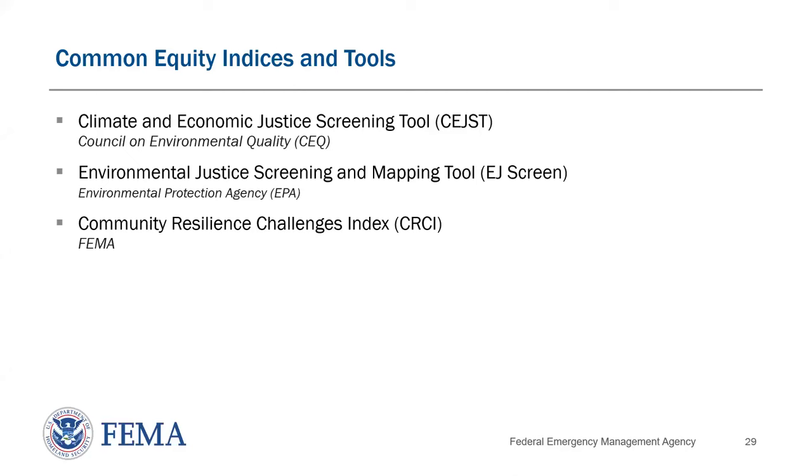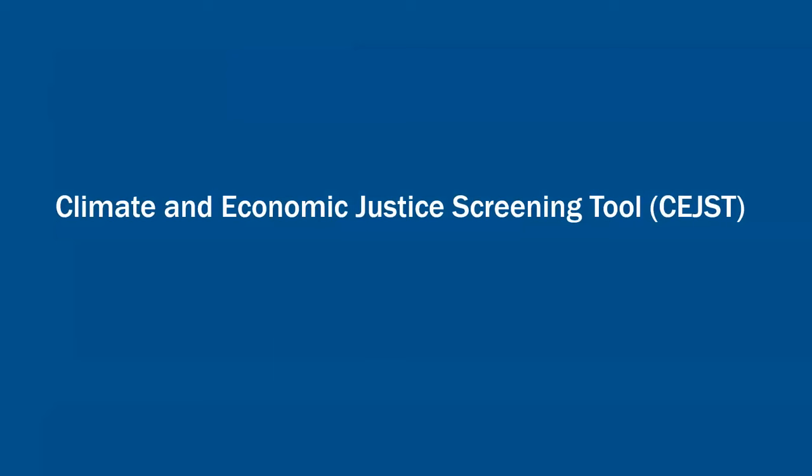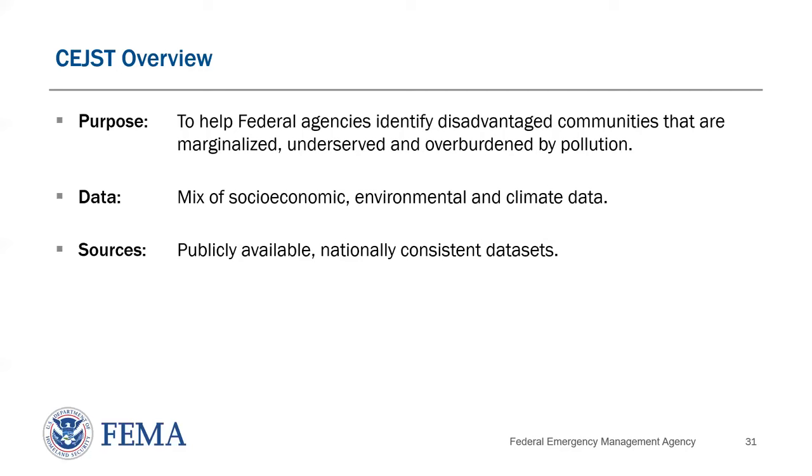And some of these indices and tools are more environmental justice focused, while others are more so focused on social vulnerability. So I'm going to cover the Climate and Economic Justice Screening Tool, or CJEST, first. So what is CJEST? In January 2021, President Biden issued an executive order, 14008. It's also known as the Justice40 Executive Order. And this order directed the Council on Environmental Quality, also known as CEQ, to develop a new screening tool. This tool became known as CJEST, or the Climate and Economic Justice Screening Tool.